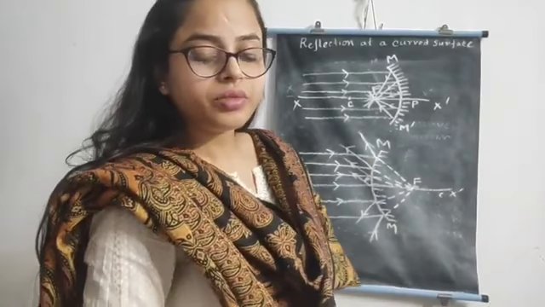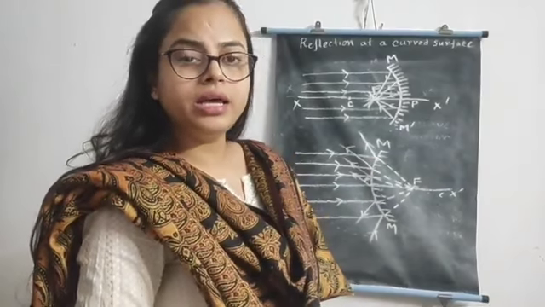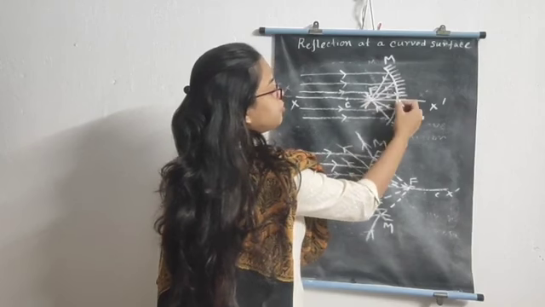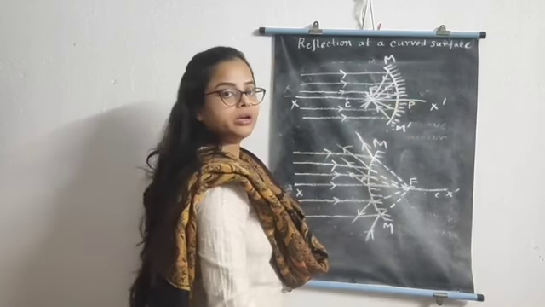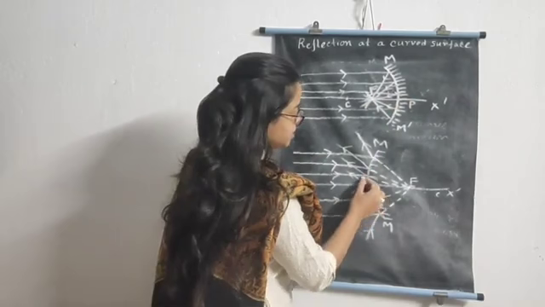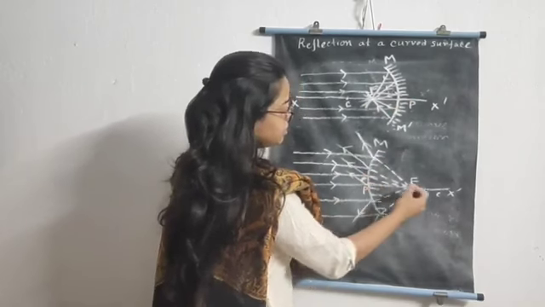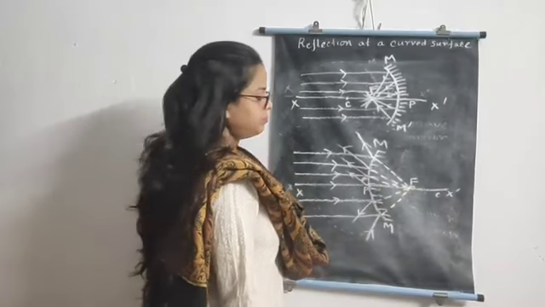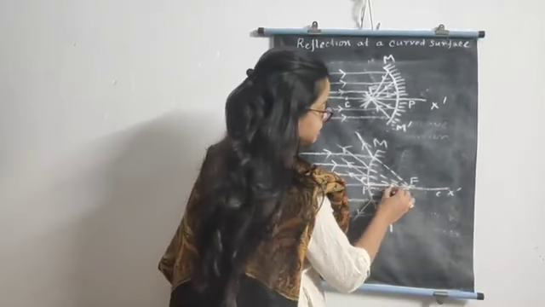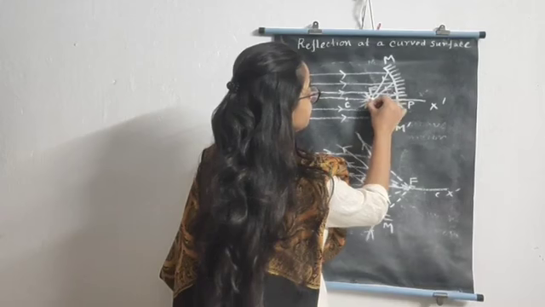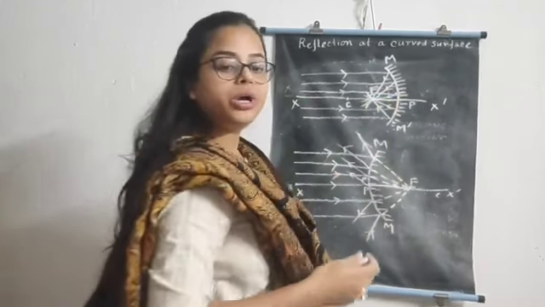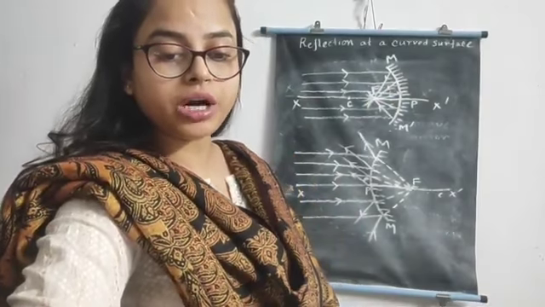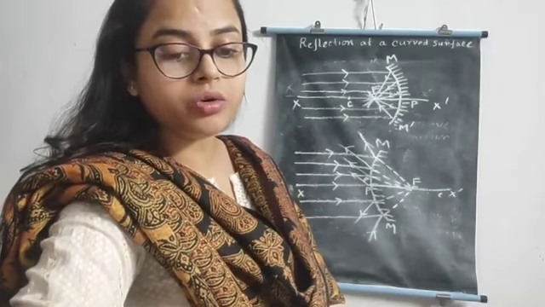Now what is focal length? The distance between principal focus and the pole of the mirror. That is, this is the focal length. FP is the focal length. Now, what is the definition? The distance of the principal focus from the pole of the mirror is known as the focal length of the mirror.